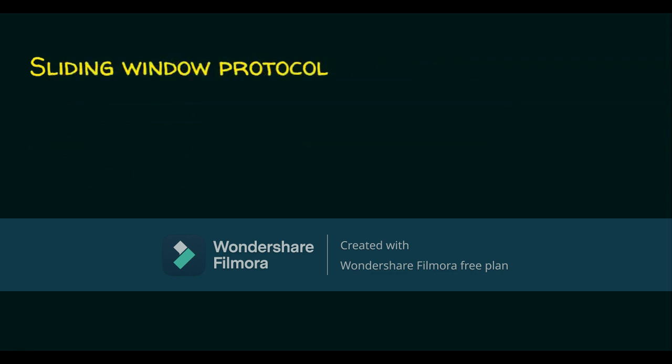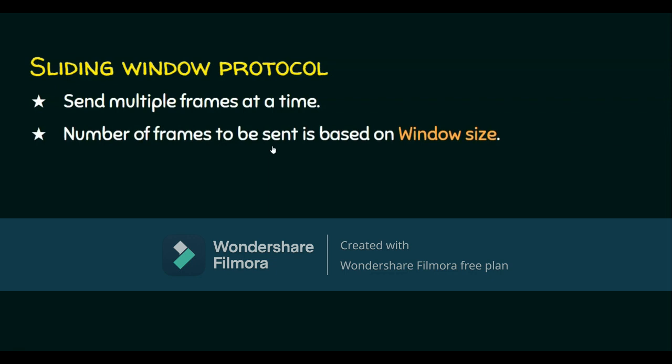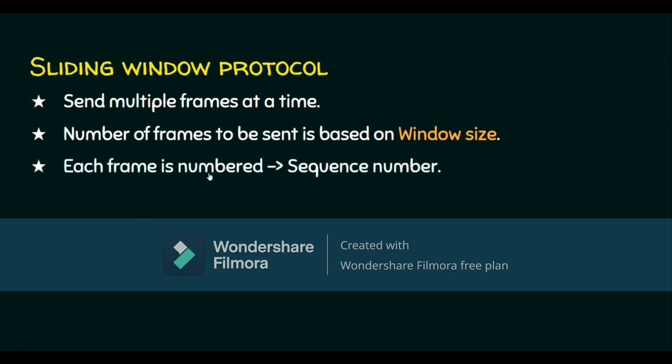In stop and wait protocol, we can send one frame at a time, whereas in a sliding window protocol, we can send multiple frames at a time. How many frames can be sent? The number of frames to be sent is based on a parameter called window size. The sender and the receiver will have a window size, and based on the window size only, the number of frames to be sent is decided. And each frame in this case is numbered, which we call a sequence number. And this is the brief introduction about a sliding window protocol.